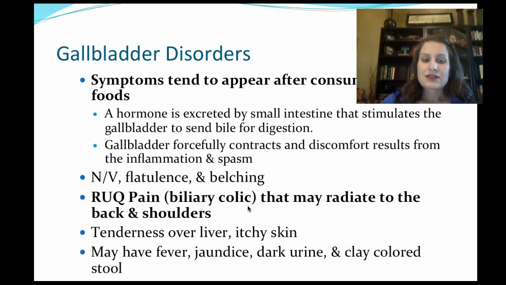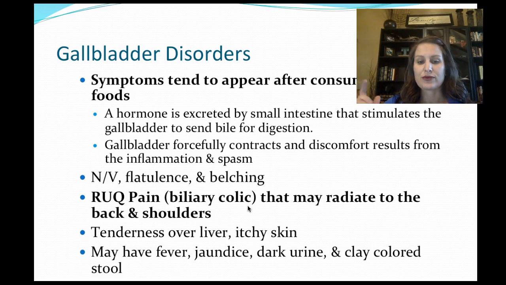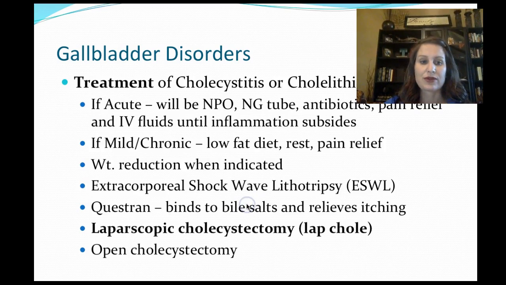to. Nausea, vomiting, flatulence, belching, right upper quadrant pain, and we actually call this biliary colic, and it typically will radiate to the back and the shoulders. There will be tenderness over the liver, itchy skin, that pruritus. You may have fever, jaundice, dark urine, and clay-colored stool because that bile is not getting absorbed the way it needs to.